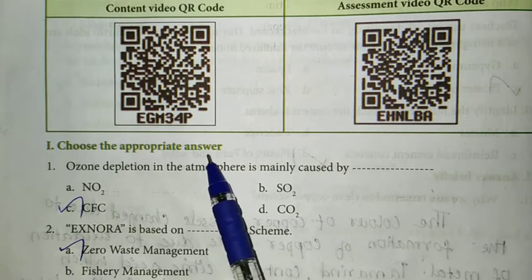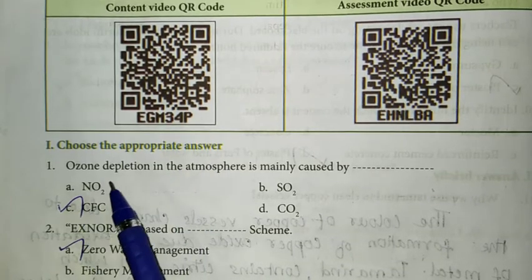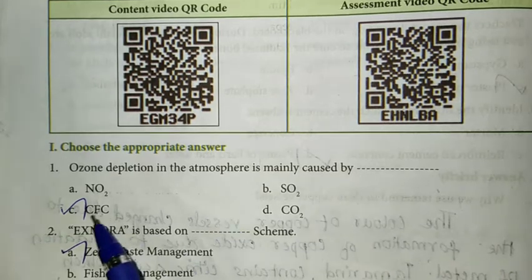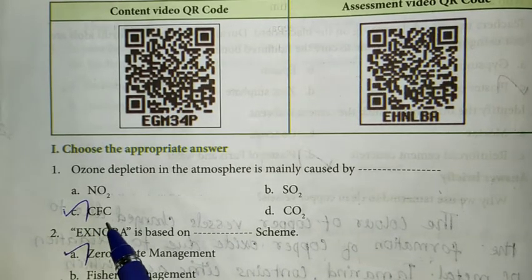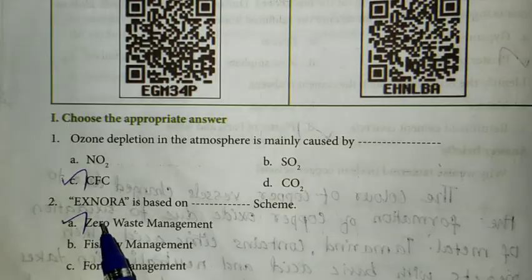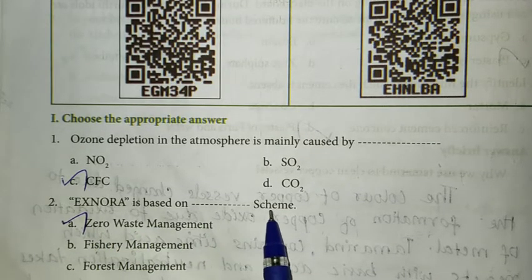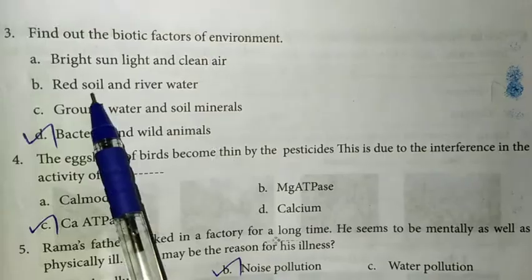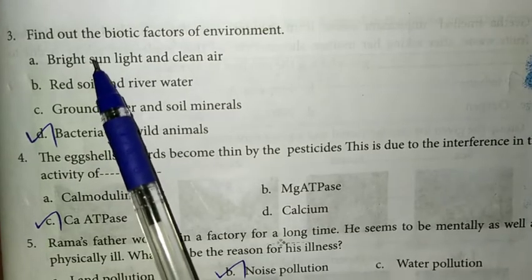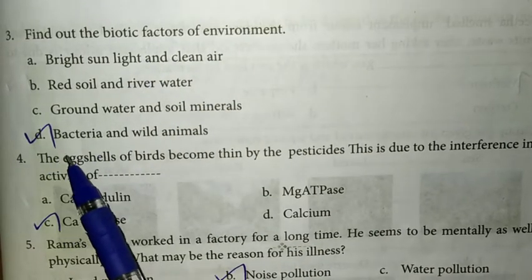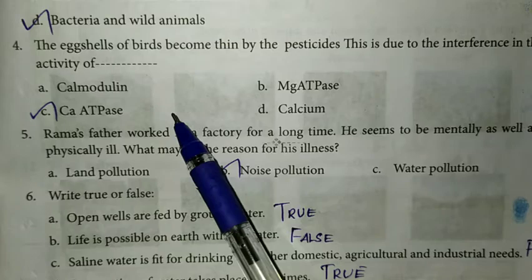Choose the appropriate answer. First question, ozone depletion in the atmosphere is mainly caused by. Answer is option C, chlorofluorocarbon, that is CFC. Second question, Exnora is based on dash scheme. Answer is option A, zero waste management. Third question, find out the biotic factors of environment. Answer is option D, bacteria and wild animals.